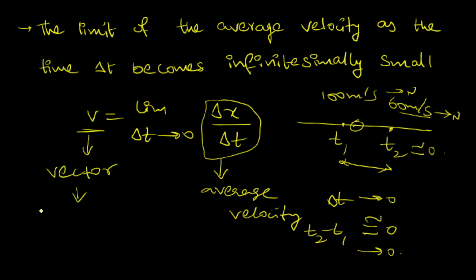And the SI unit is meters per second. The dimensional formula is M power 0 L power 1 T power minus 1.